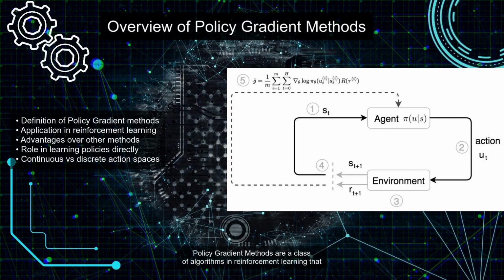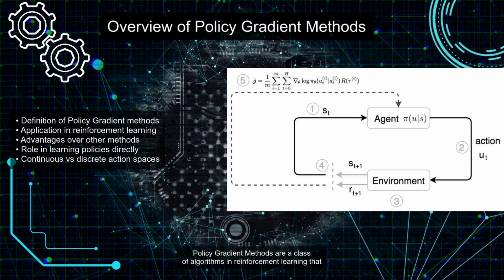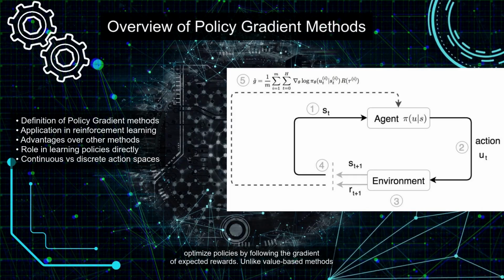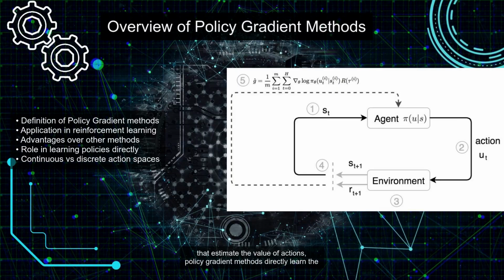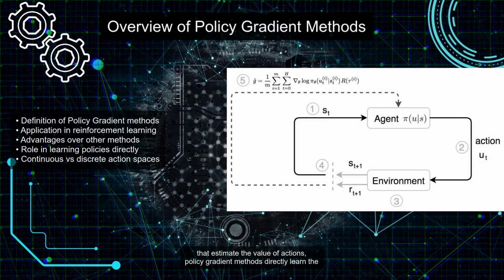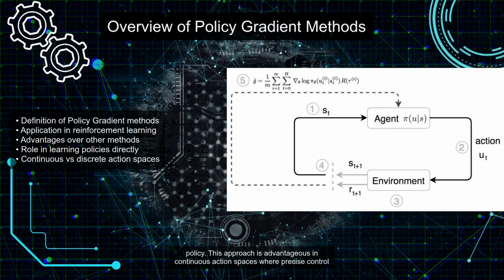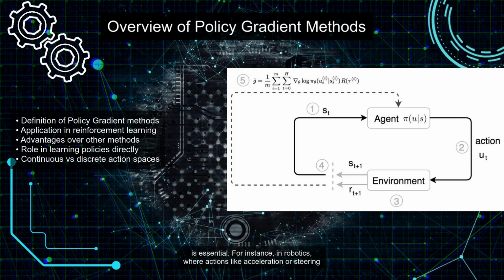Let's dive in. Policy gradient methods are a class of algorithms in reinforcement learning that optimize policies by following the gradient of expected rewards. Unlike value-based methods that estimate the value of actions, policy gradient methods directly learn the policy. This approach is advantageous in continuous action spaces where precise control is essential.